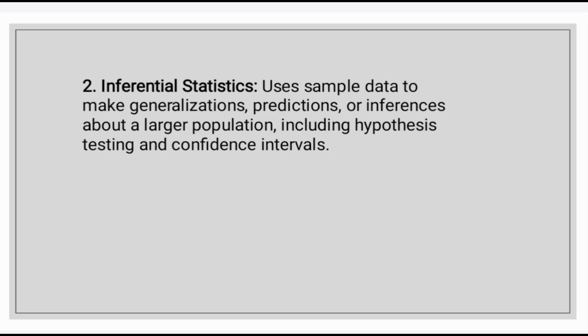So next, the second branch of biostatistics is inferential statistics. This uses sample data. A sample is a specific part of population you select to make research, you select to ask questions from, you select to make information from that sample of that population. So we use sample data to make generalizations, predictions, or inferences about a larger population.